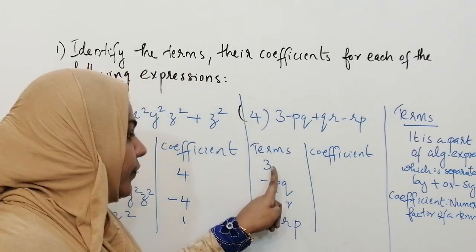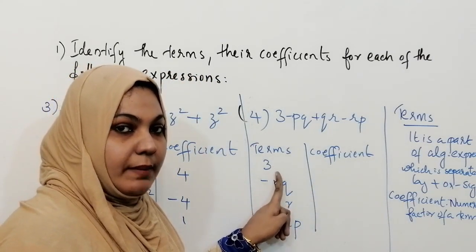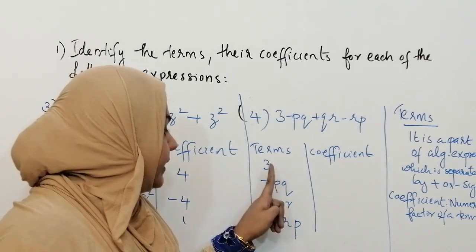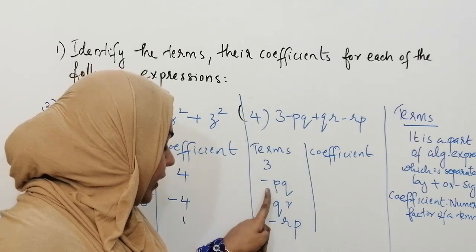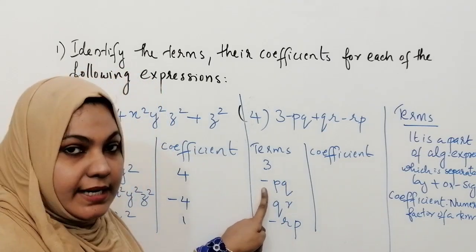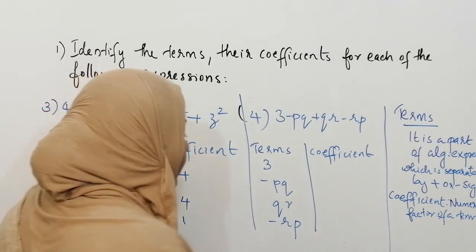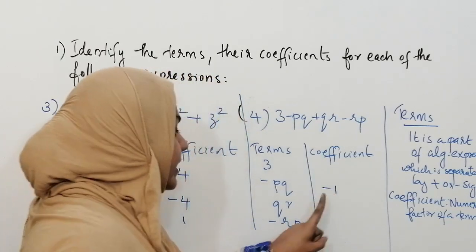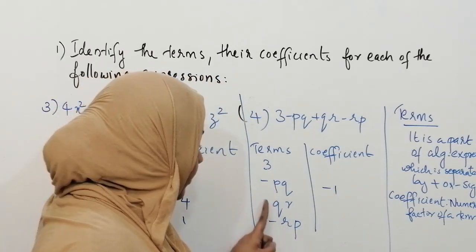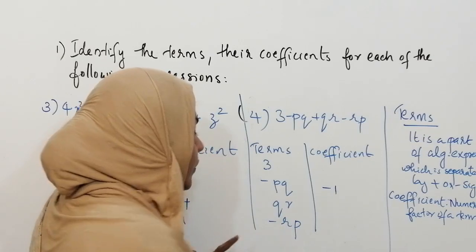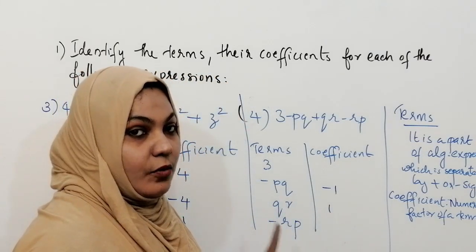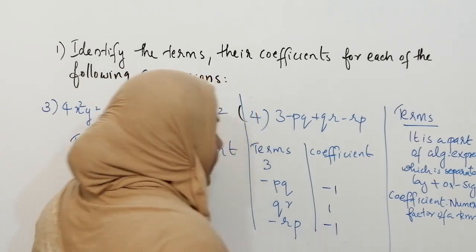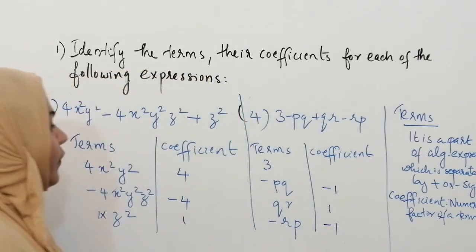So what is the coefficient of 3? I said here there is no number multiplied with a variable. This is a constant. So we no need to consider this number. So we can do this one. What is the coefficient of minus PQ? Minus 1 into PQ, that is minus 1. So minus 1 is the coefficient of minus PQ. QR is 1 into QR. So 1 is the coefficient of QR, and minus RP, minus 1 is the coefficient of minus RP. So I hope you understood the third and fourth question.